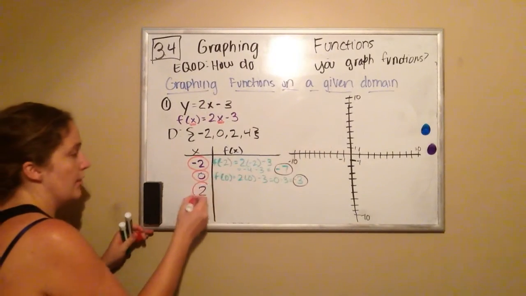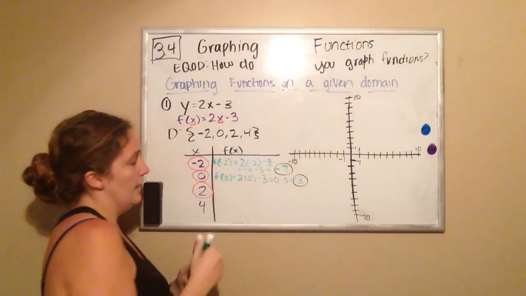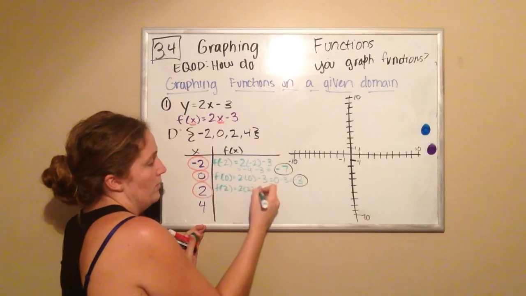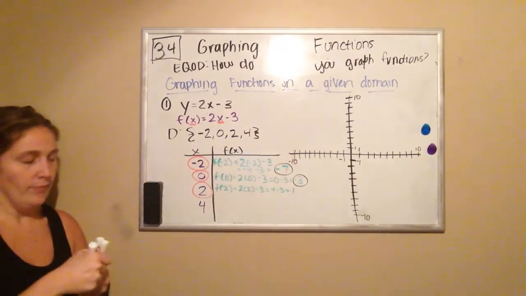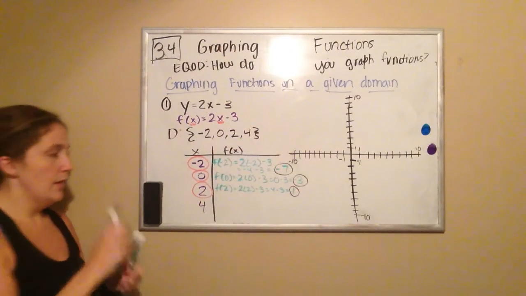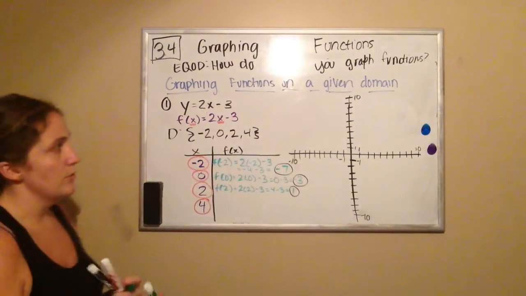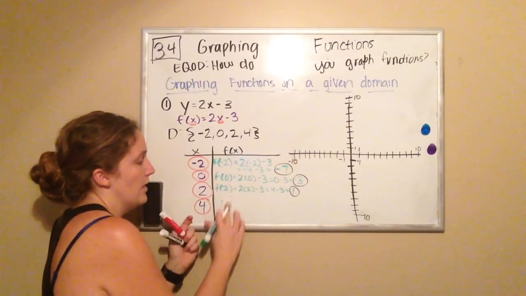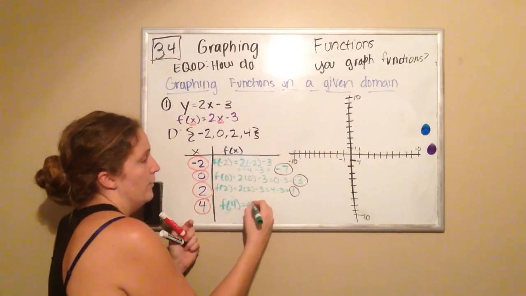Alright, our next x, our next input is 2. So same thing, use that equation to plug them in. We get f of 2 is equal to 2 times 2 minus 3, which is 4 minus 3, which is 1. Alright. Last x value of 4, if you plug that in, f of 4 is equal to 2 times 4, which is 8. 8 minus 3, which is 5. So all I'm going to write here, instead of writing out the word, is f of 4 is equal to 5.